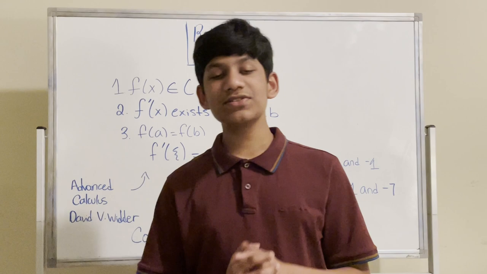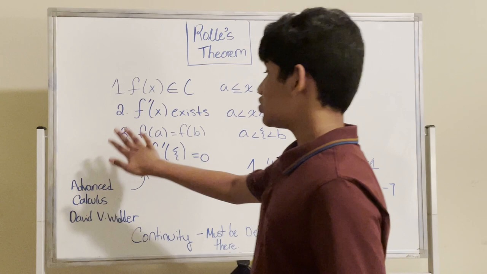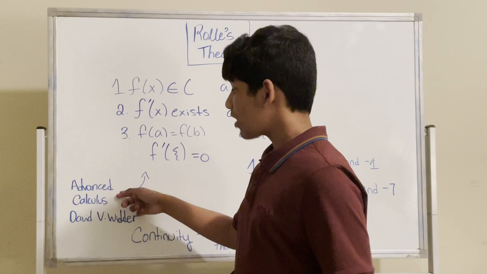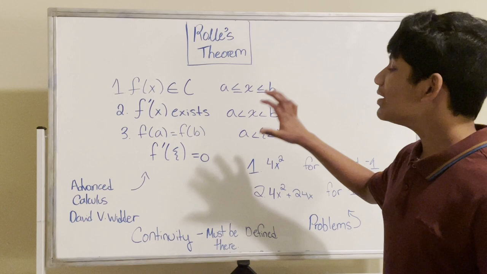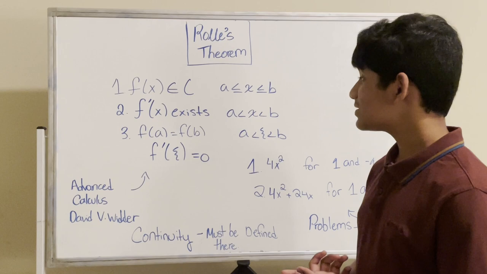So here are the three laws that are essentially describing Rolle's theorem. Notice that the book we got this from is Advanced Calculus by David V. Widder. As you can see here, these three laws are very important to look at, because with these three laws you can describe continuity very simply.